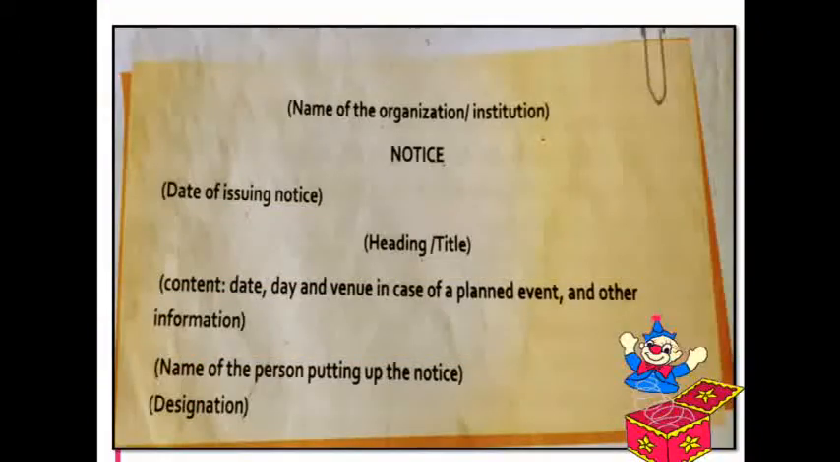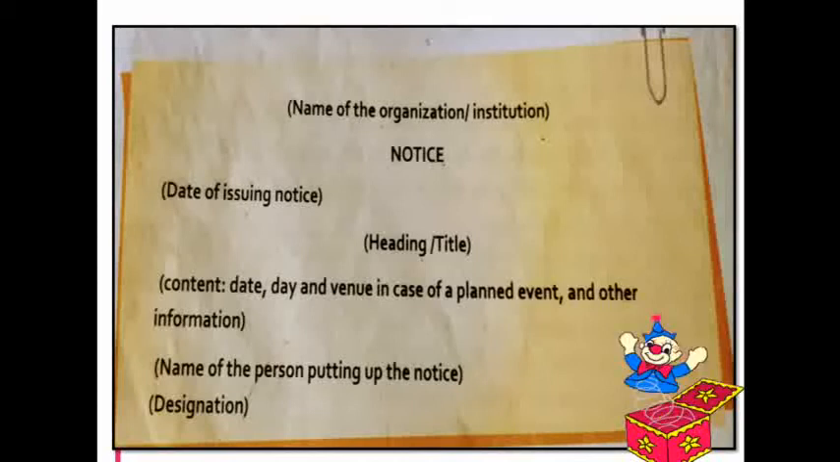Let's now understand the format of notice writing. The most important thing is put the notice in the box first. Then at the center, write the name of the organization or institution, leave a line, and then write the word notice in capital letters so that we know that it is a notice. Then to the left hand side, left margin, write down the date of issue of the notice. Again leave a line, then write the heading or the title of the notice, which is very important, because just by looking at the title of the notice, a person understands how important the notice is.